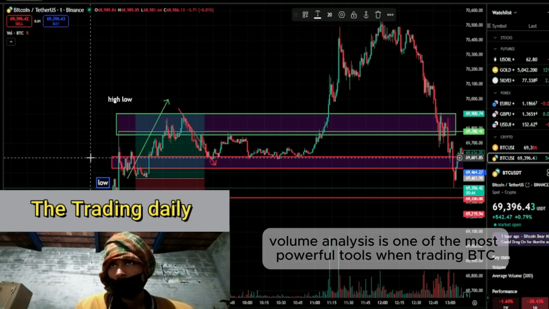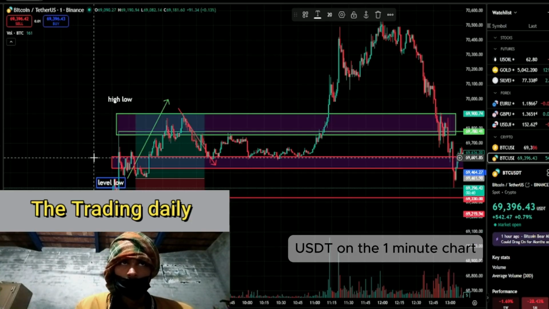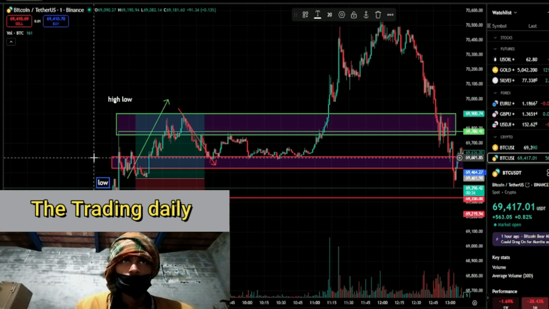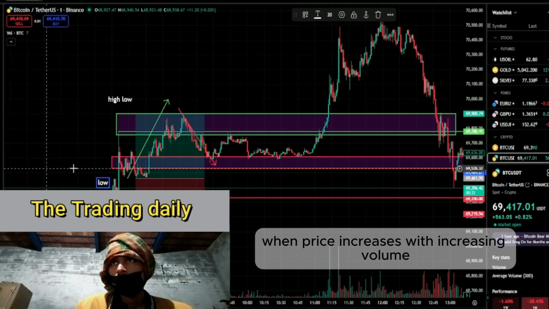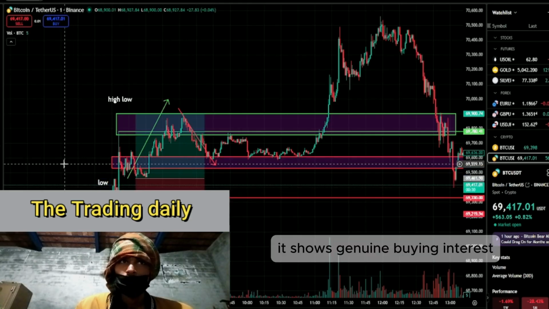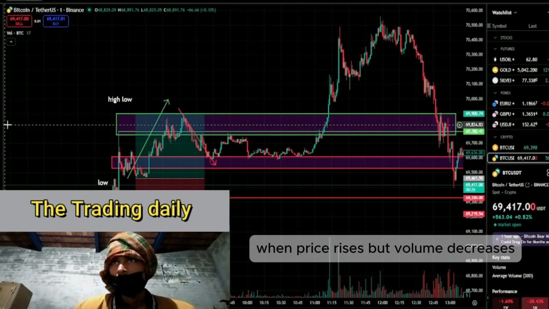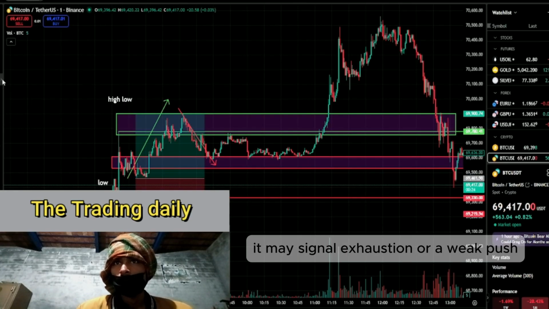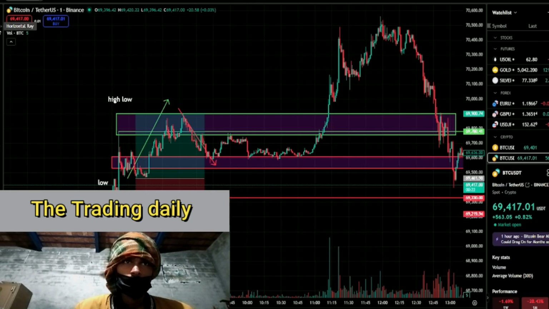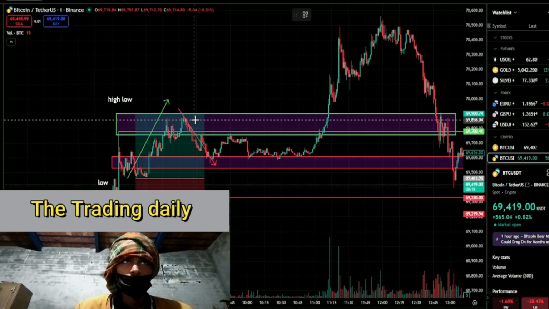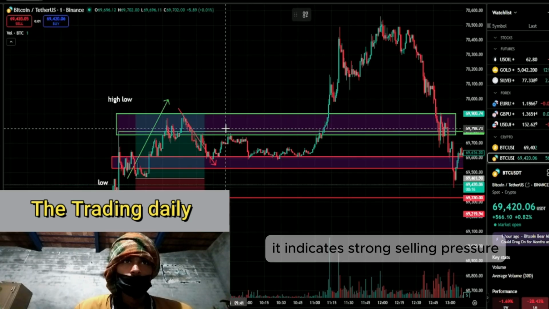Volume analysis is one of the most powerful tools when trading BTCUSDT on the 1-minute chart. Volume reflects the number of transactions occurring during a candle. When price increases with increasing volume, it shows genuine buying interest. When price rises but volume decreases, it may signal exhaustion or a weak push. Similarly, when price drops sharply with rising volume, it indicates strong selling pressure.